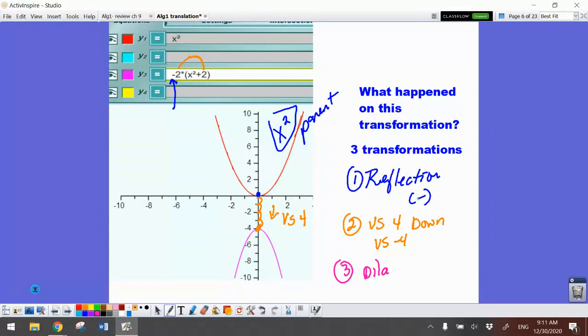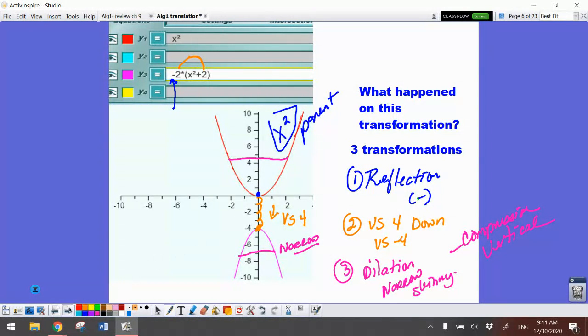Now, the third thing that happened is a dilation. This is definitely more narrow or skinny, okay? And remember, that can be called a compression. That's a vertical compression, which means I kind of smashed it together. So this is definitely not as wide as this is. This is definitely more narrow.